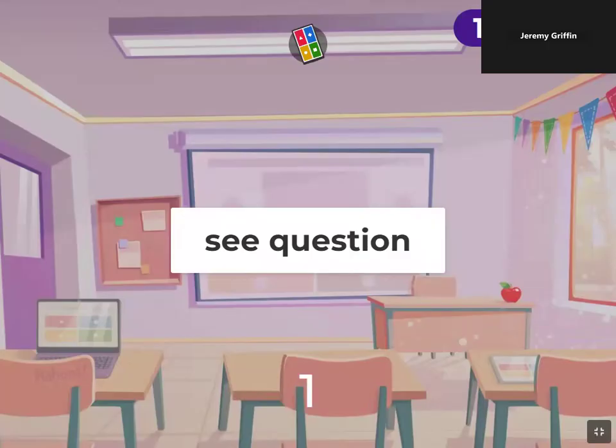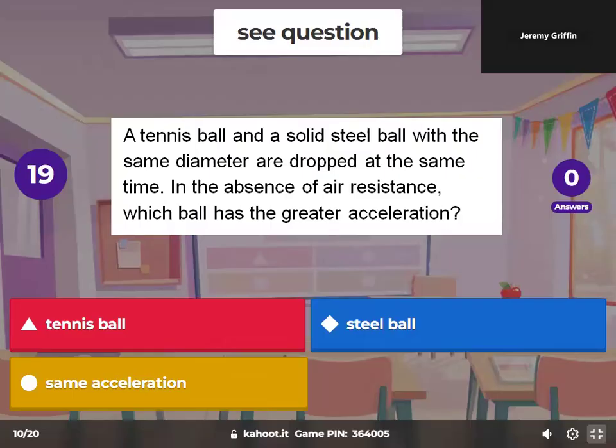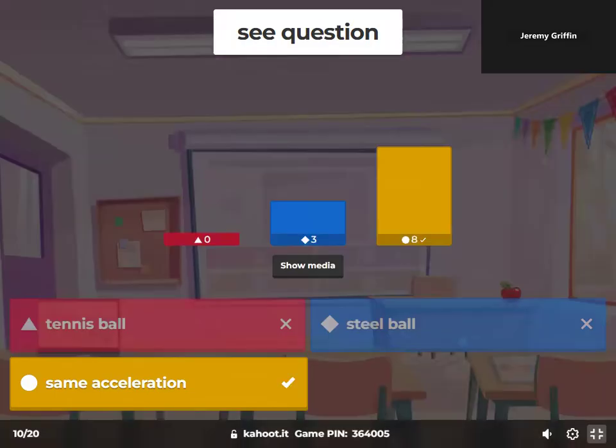Question 10. Tennis ball, solid steel ball, same diameter, drop at the same time. In the absence of air resistance, so we're in a vacuum, which ball has the greater acceleration? In a vacuum. Okay, yeah, it would be the same. You guys remember they both accelerate at 10 meters per second squared, right?